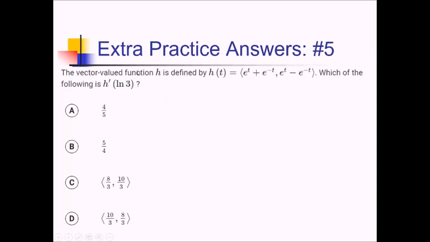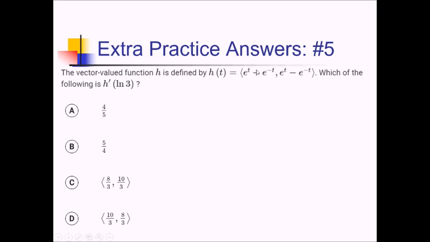On this one, we have a vector valued function h defined as follows, and we want to know which of the following is h prime of ln of 3. So we basically need to take the derivative of this thing, which, since it's a vector, means we need to take the derivative of the x and y components separately, and then we need to plug in ln of 3 to all of that. And since this is a non-calculator problem, I have to do all of this by hand.